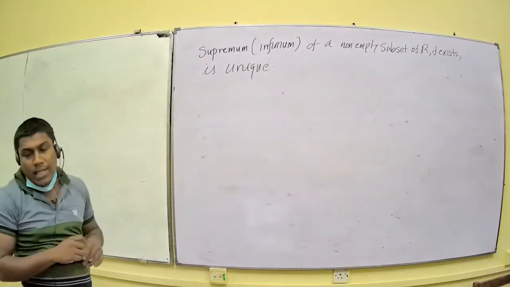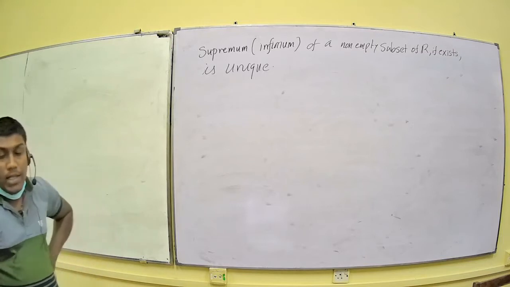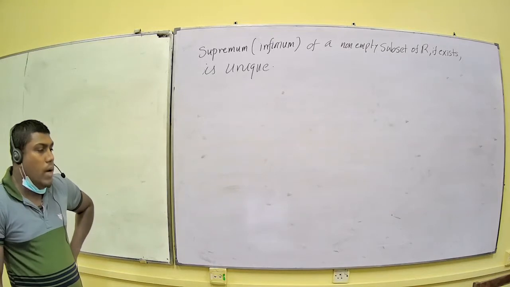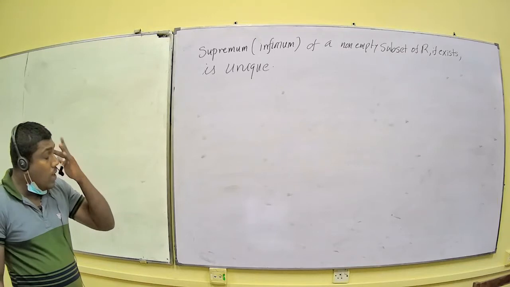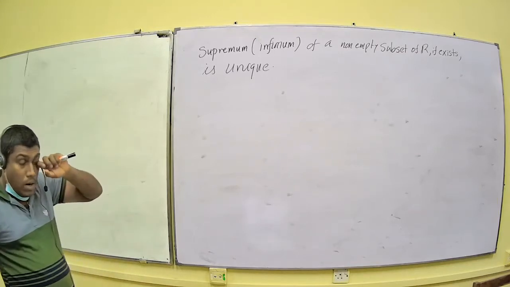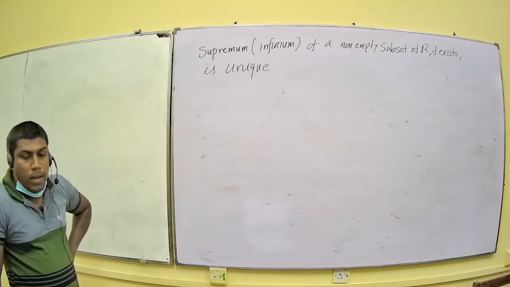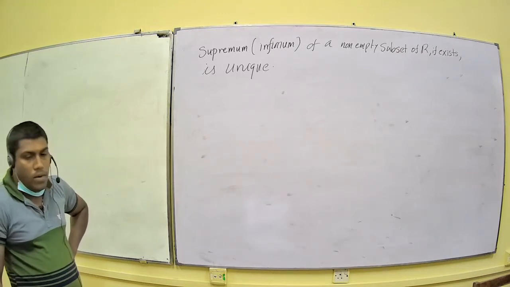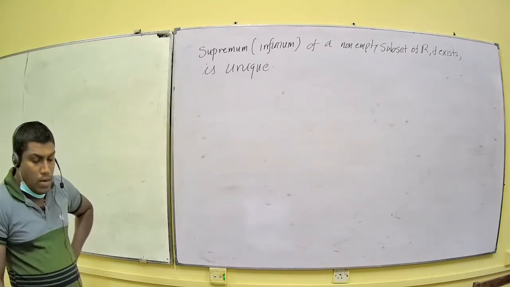Supremum as well as infimum, first thing is it should exist. In a non-empty set, if you have upper bounds only, you can talk about supremum. If it is not bounded above, then you cannot talk about supremum. If it is not bounded below, then you cannot talk about infimum. You can talk about them only when the set is bounded above or bounded below. If a supremum exists, then it should be unique.